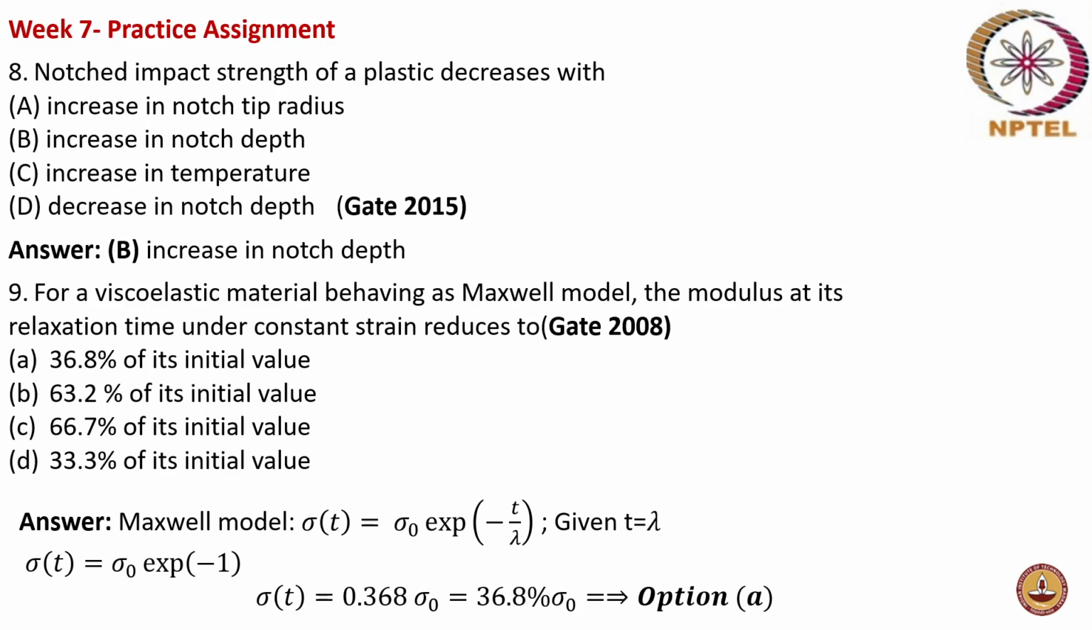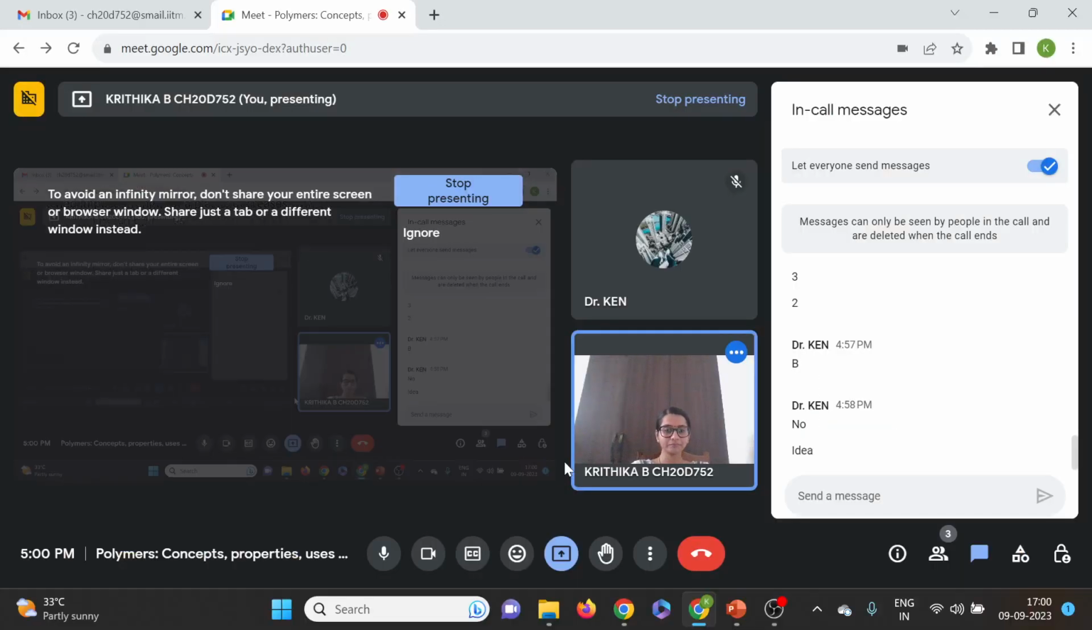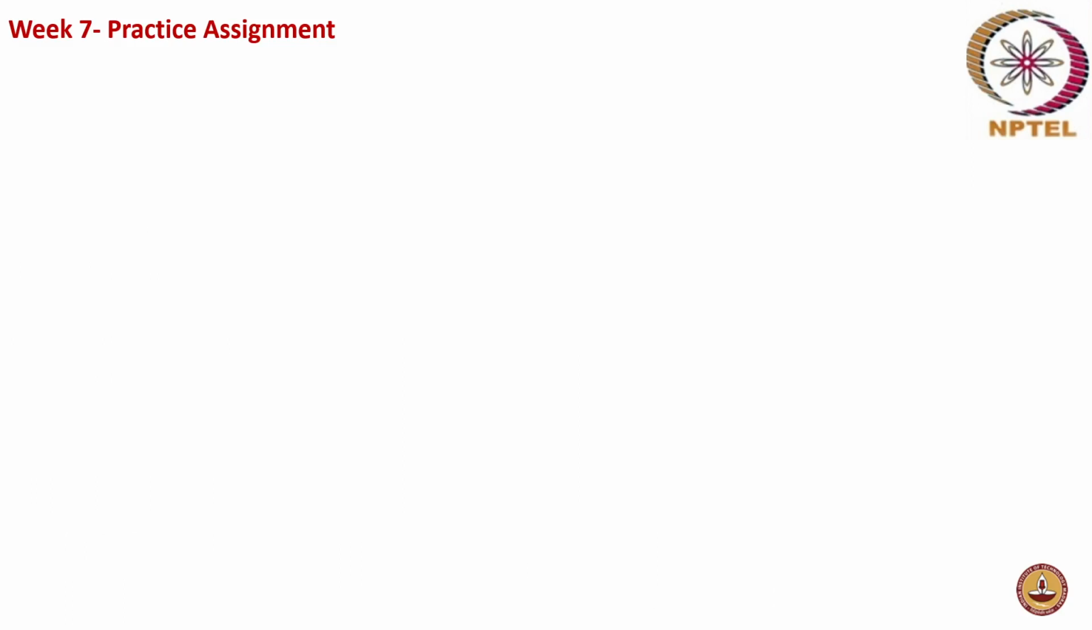For stress relaxation, again, your strain is constant. So obviously, sigma of t by epsilon is nothing but E of t, right? And sigma naught by epsilon naught is nothing but my initial modulus. So there will be a 36.8% decrease in the modulus also. Okay, so option A is the right answer. Hope you got it. Now let's proceed to the next question.